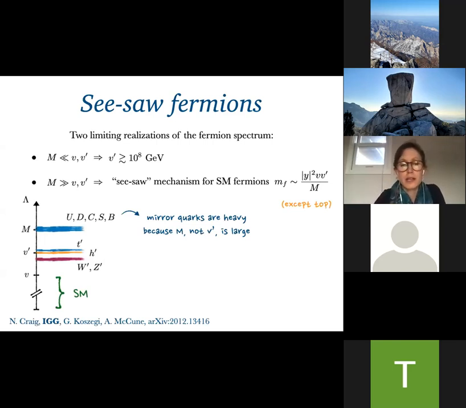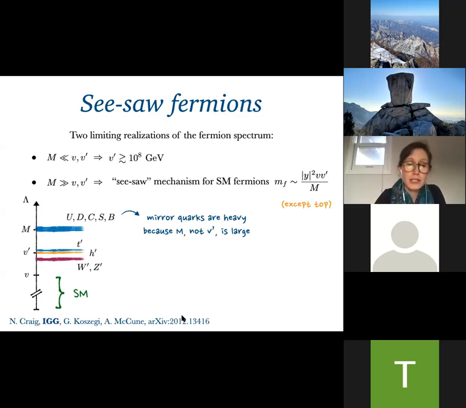An alternative possibility is to take the scale of the vector-like masses to be much larger than both V and V prime. This leads to an effective CISO mechanism that can be realized for all the light fermions of the standard model, so all the quarks and leptons with the exception of the top, obviously. In this case, the mirror partners of all the light standard model fermions appear at the scale of the vector-like masses, what I'm going to call the CISO scale. So now new color particles can be made heavy by increasing the CISO scale, not the parity breaking scale. And this is going to help a lot with fine tuning, as we'll discuss in a minute. And this is precisely the implementation of these models that we focus on in this paper.